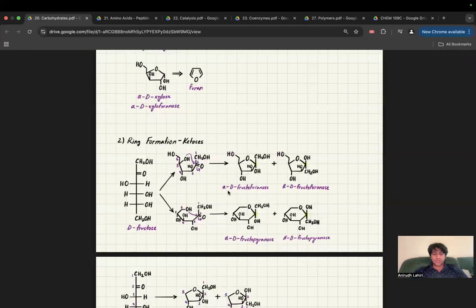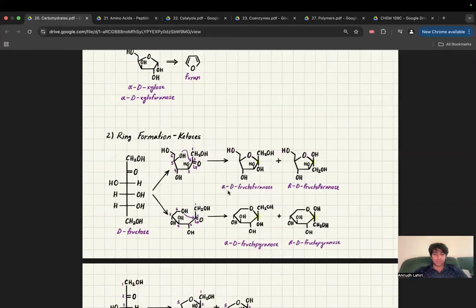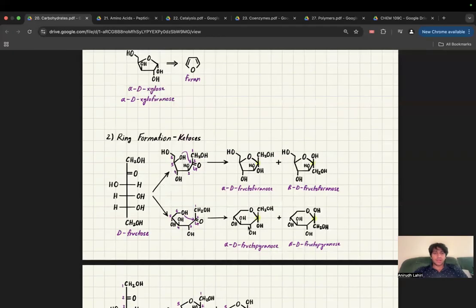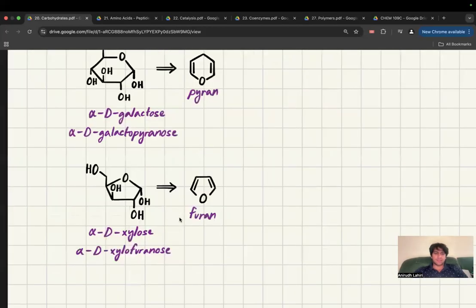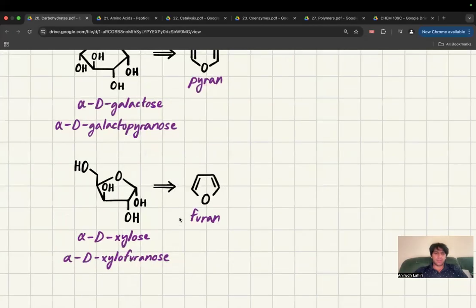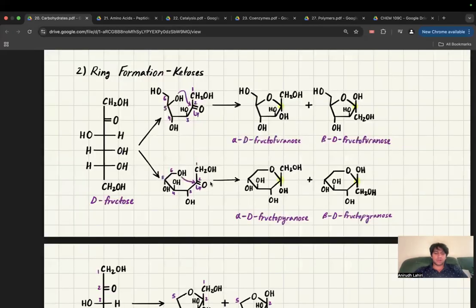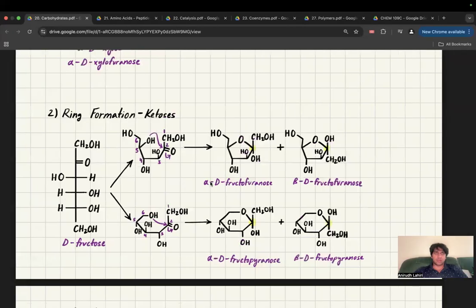Ring formation for ketoses. So for ketoses, we could plausibly form two different types, right? We can form a five-membered or a six-membered ring, which is why it's a little bit important to give extra information here, specifically for ketoses, right? Because you can see for here, it didn't really matter as much, but it does really matter when you're talking about ketoses, when you're talking about the potential of carbs to form either five or six-membered rings. Okay, cool.